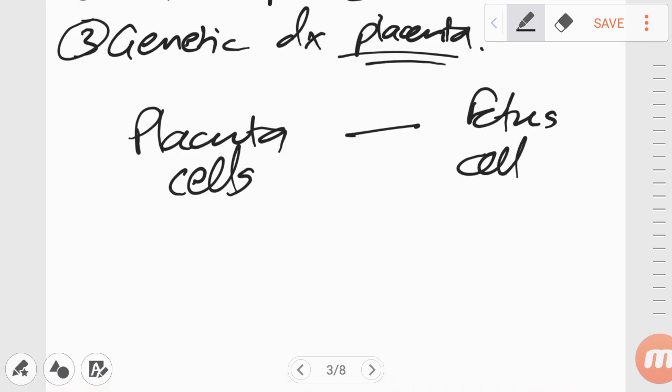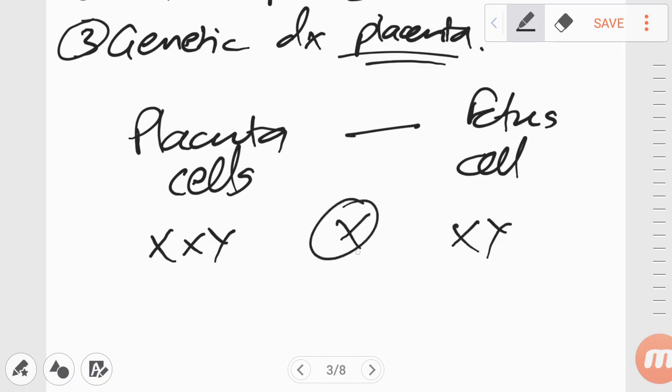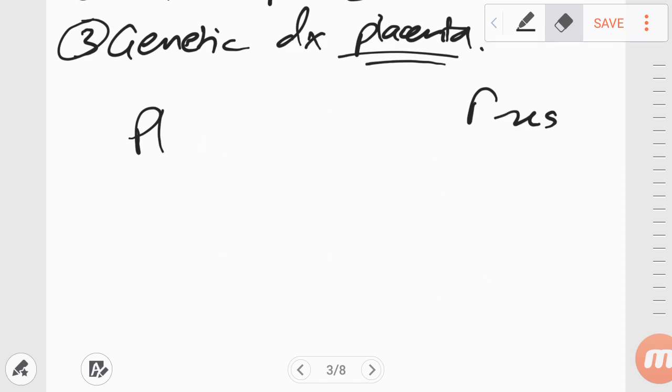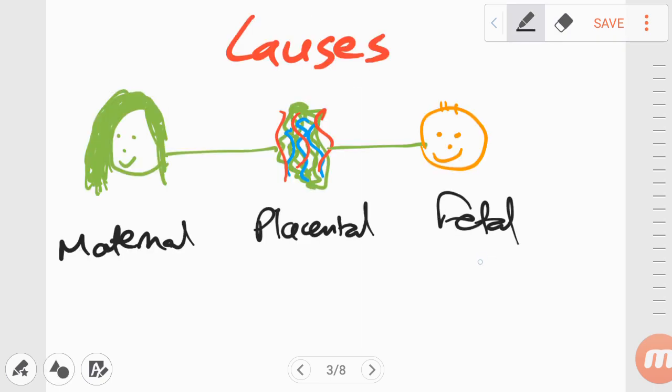But in this case, the placental cells are, let's say, triploid, while the fetus cells are diploid. So this results in a discrepancy, which could result in inefficient nutrition transfer between the child and the placenta, and we could get IUGR. So yeah, these were the placental causes. And now finally, we'll move on to the fetal causes. So now we'll be talking about the fetal causes.